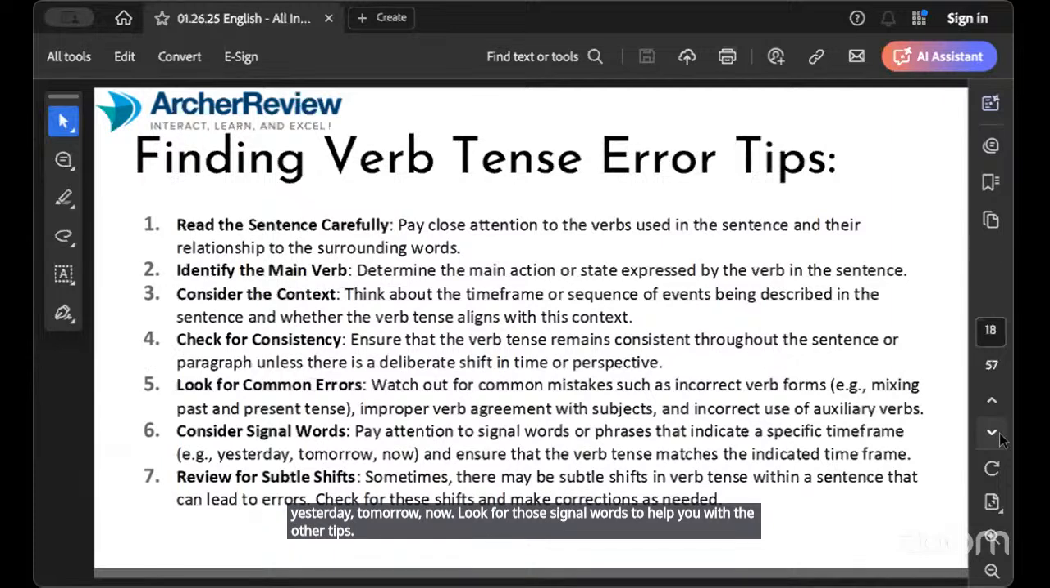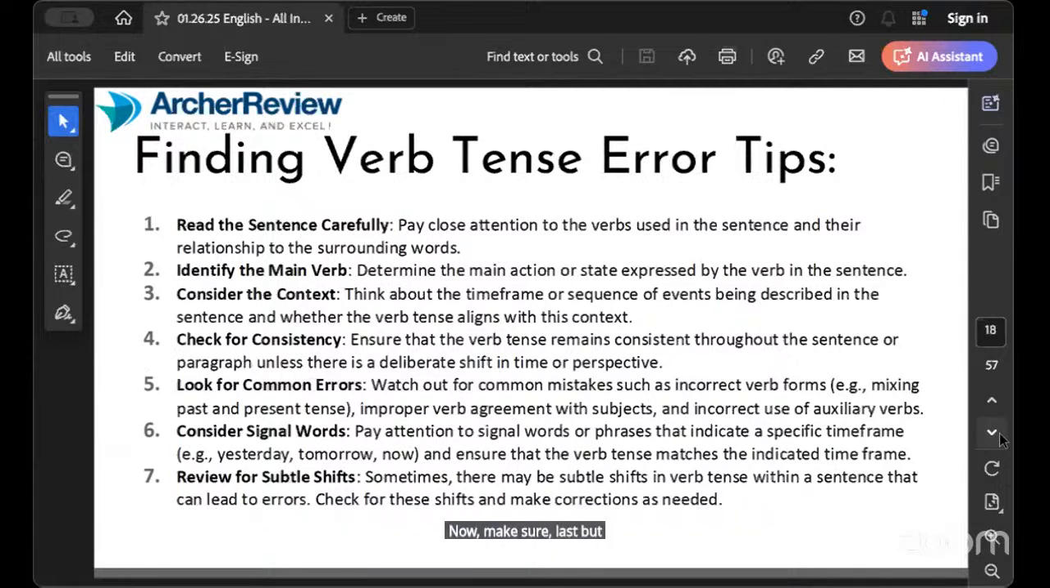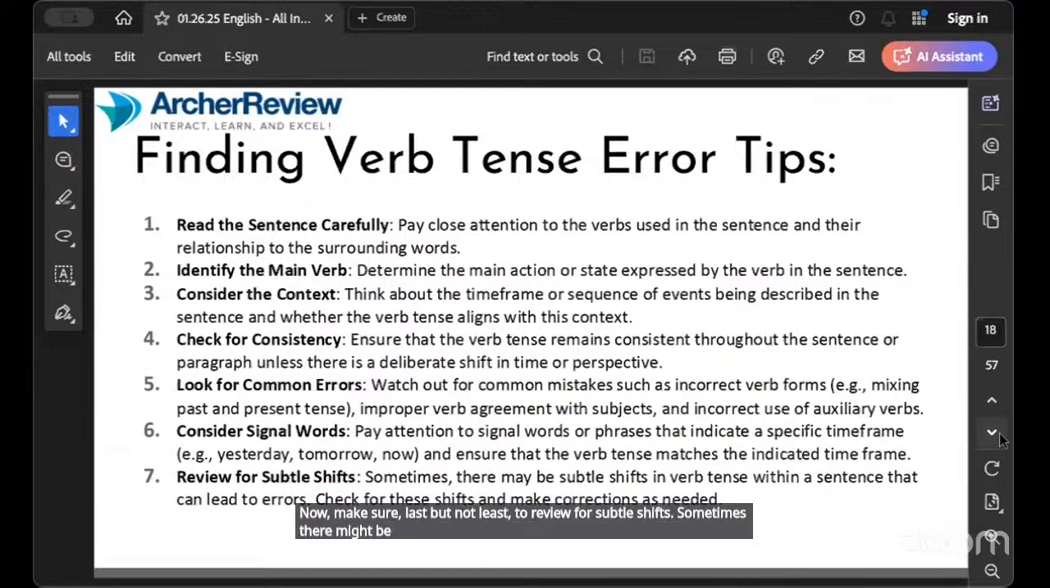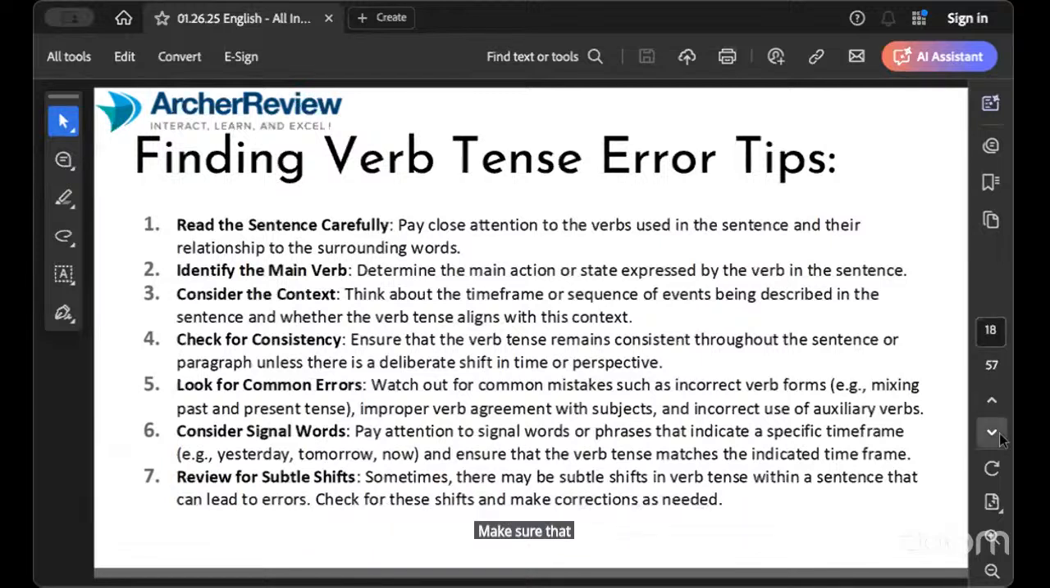Last but not least, make sure to review for subtle shifts. Sometimes there might be a subtle shift in verb tense within a sentence, and you don't even realize it's happening. This is where you have to break it down and ask yourself, is this verb in past or present tense? Look at the suffixes. Is it -ed? Is it -s? What is it? Make sure that they're lining up.